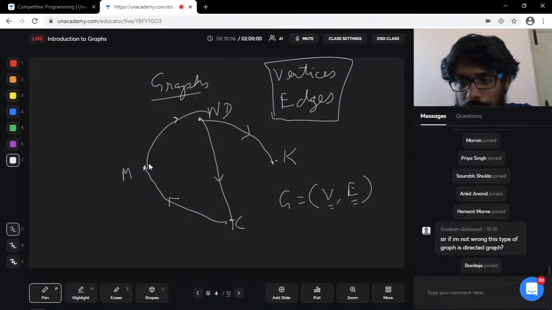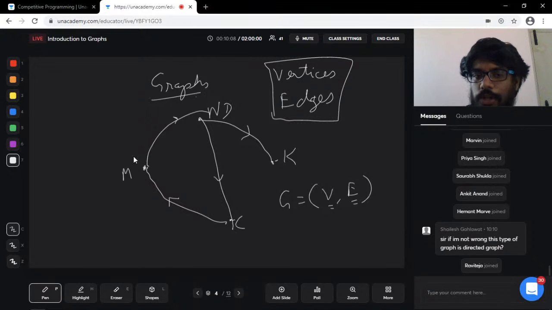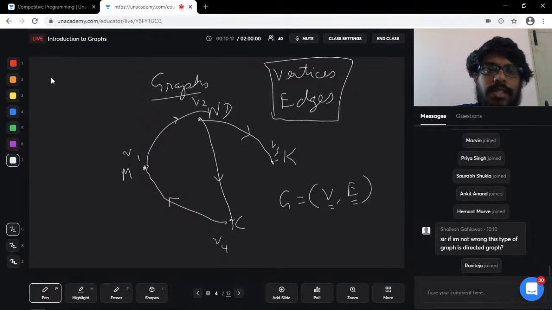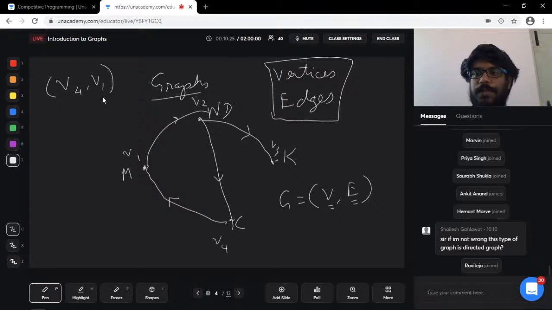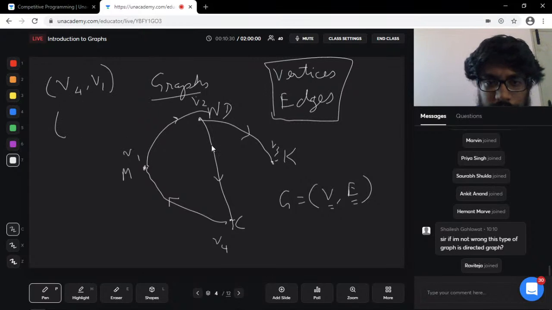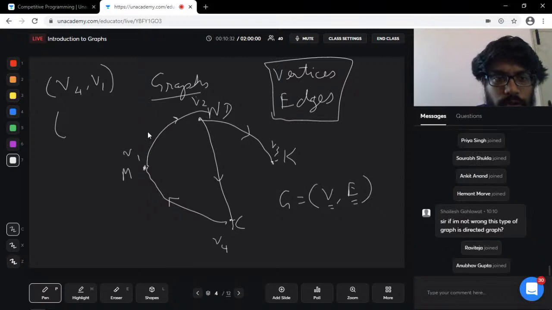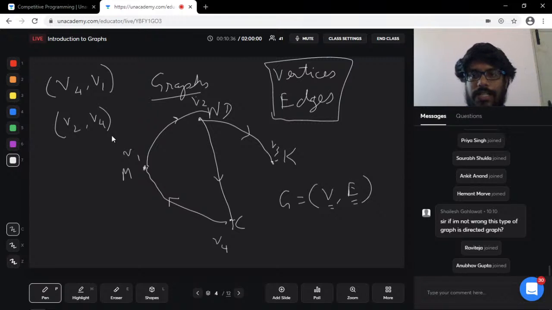Yeah, Silesh, that is correct. Yeah, we'll get to that as well in a minute. So we'll usually call V1, V2, V3, V4, and the way we represent an edge is something like this. So if there is an edge from V4 to V1, I'll write it as V4 comma V1. This represents an edge from V4 to V1. Similarly, this edge from V2 to V4, I'll write it as V2 comma V4. This is an edge, right?